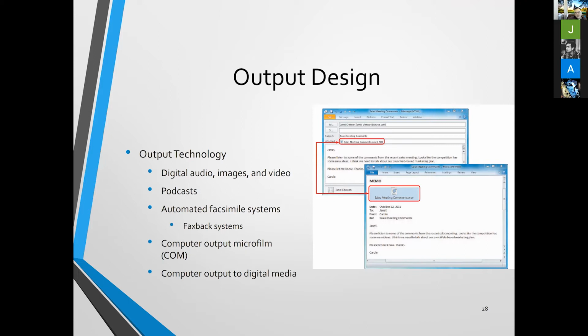Apart from email and direct messaging, you can also have digital audio, images and video. You may have podcasts or a fax system, the facsimile system. Right now, in Thailand we use fax less and less, but in America they still use it.